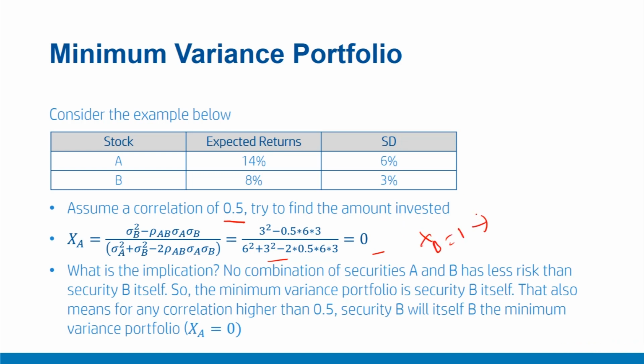That also means that for any correlation higher than 0.5, the global minimum variance portfolio will be obtained for x's that are less than 0. Or in the absence of short selling, for all practical purposes, we get x equal to 0 and XB equal to 1. That means for any correlation more than 0.5, the minimum variance portfolio in the absence of short selling will be XB equal to 1 itself. That is, security B will remain the global minimum variance portfolio.